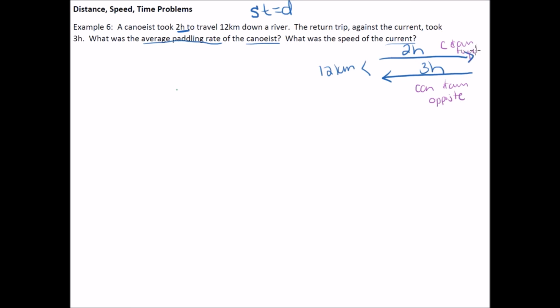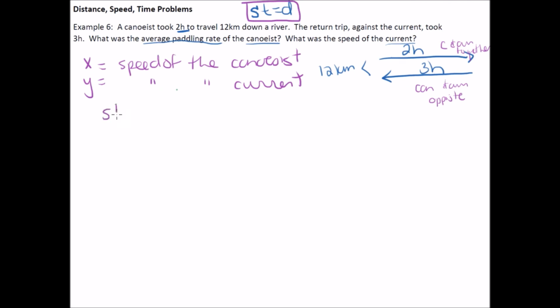Let's put this together here. These are the two things that we're solving for. So let x be the speed of the canoeist, and y be the speed of the current. Let's use ST equals D. The speed on the way there is going to be the canoeist and the current working together, times the time, which is 2 hours, and the distance is 12.